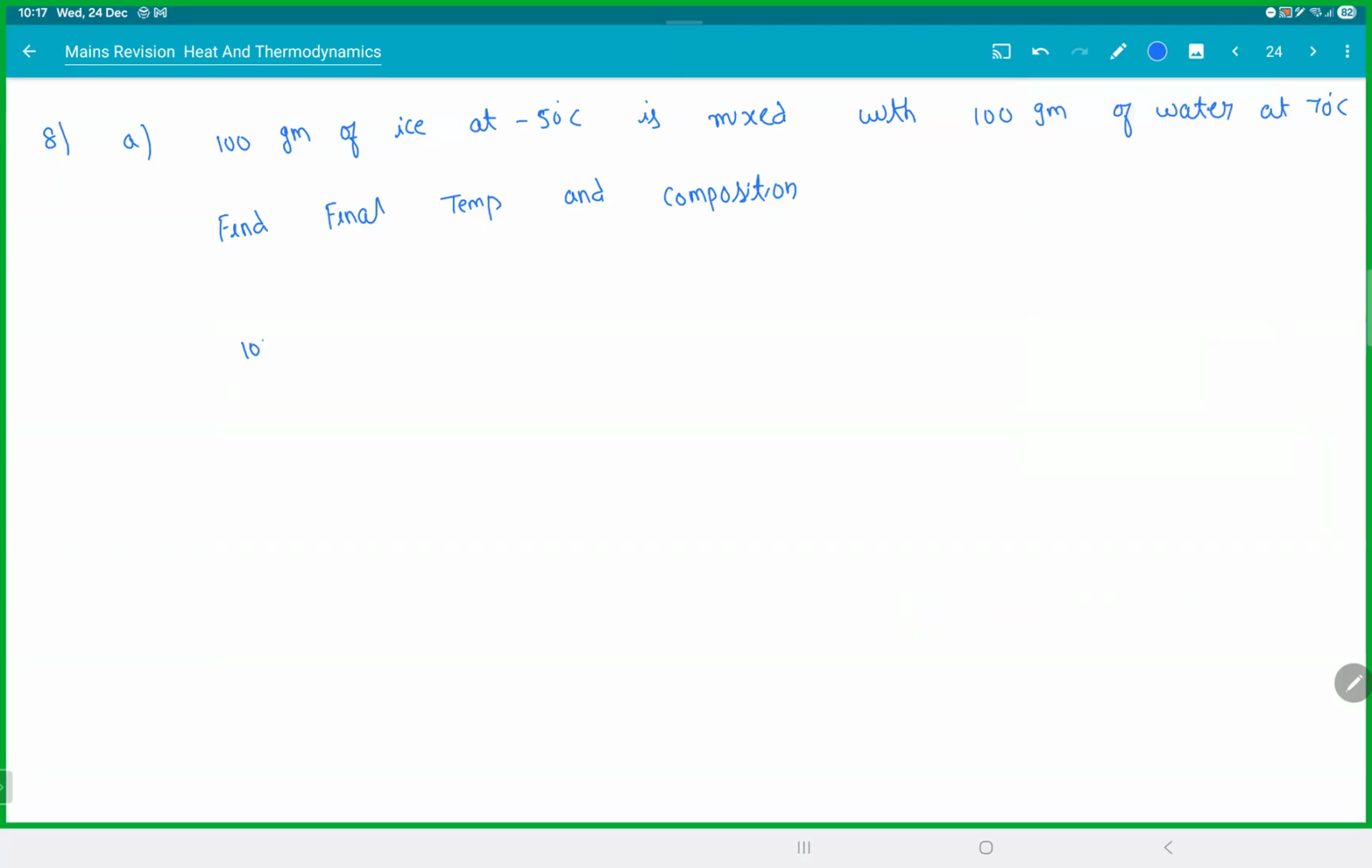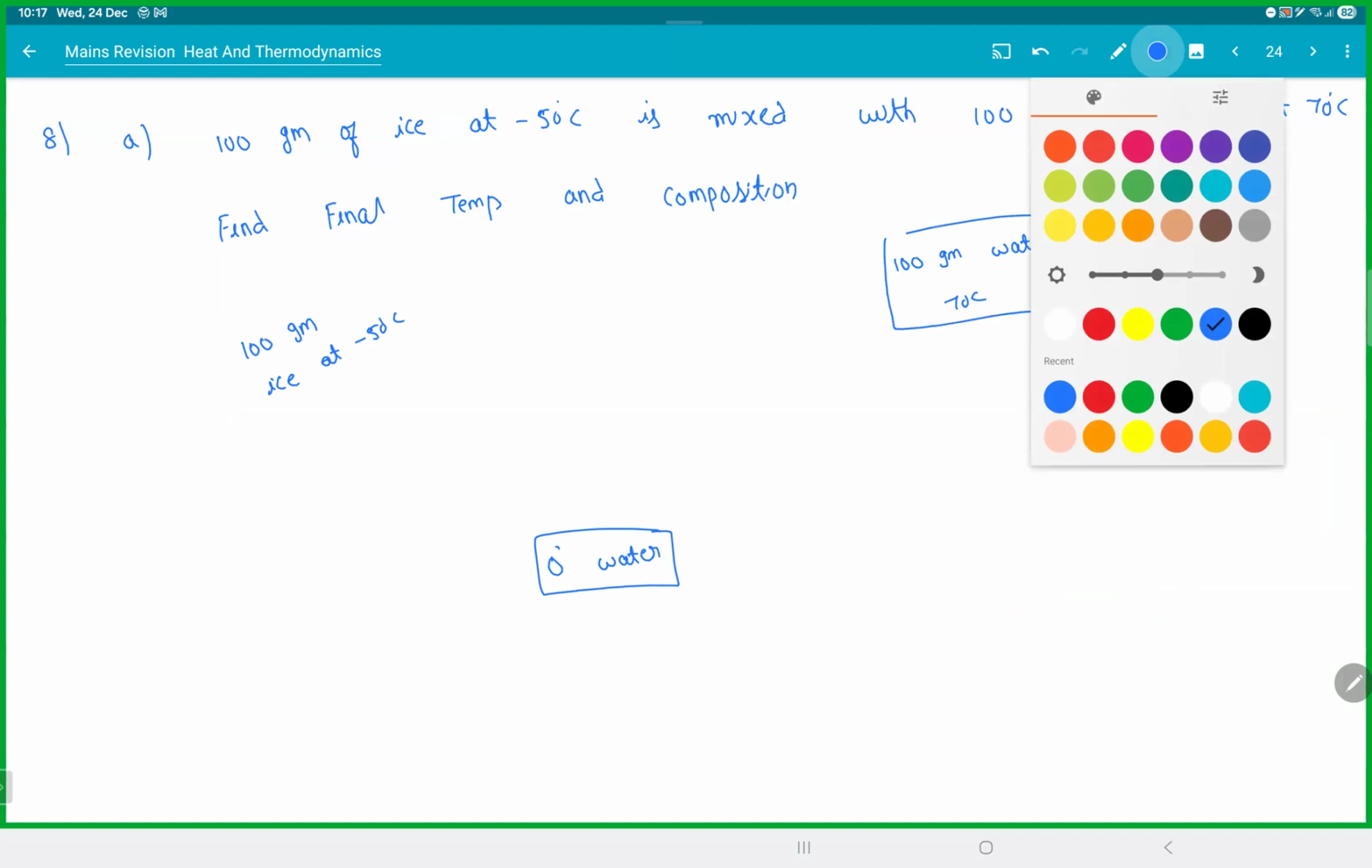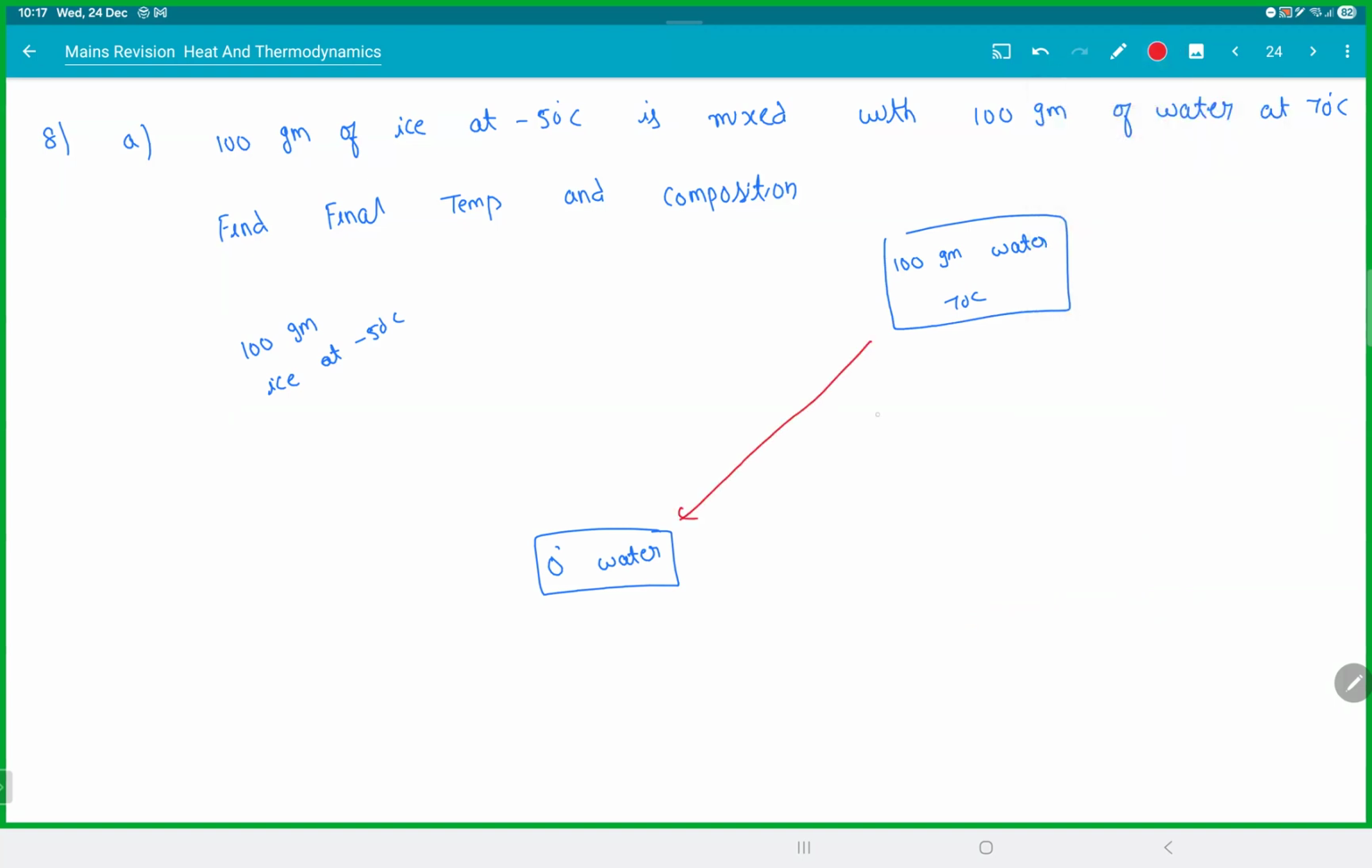So we have 100 grams ice at minus 50 degrees. Let's say everything has become 0-degree water. And we have 100 grams water at 70 degrees. So when this guy becomes 0-degree water, it actually releases heat. So Q is equal to MS delta T. So this will release 7,000 calories of heat. So this is released.